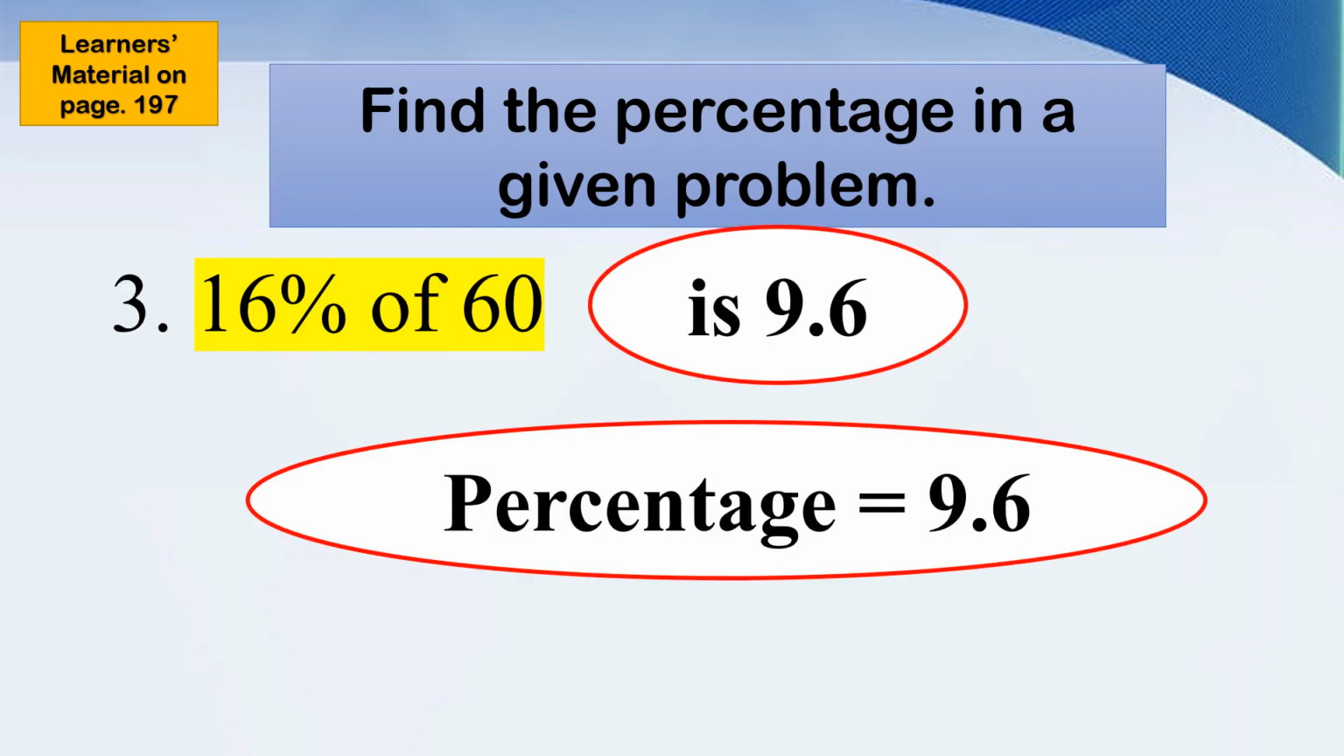Hence, 16% of 60 is 9.6. The percentage is 9.6. Did you get the same answer? If your answer is also 9.6, you are right.